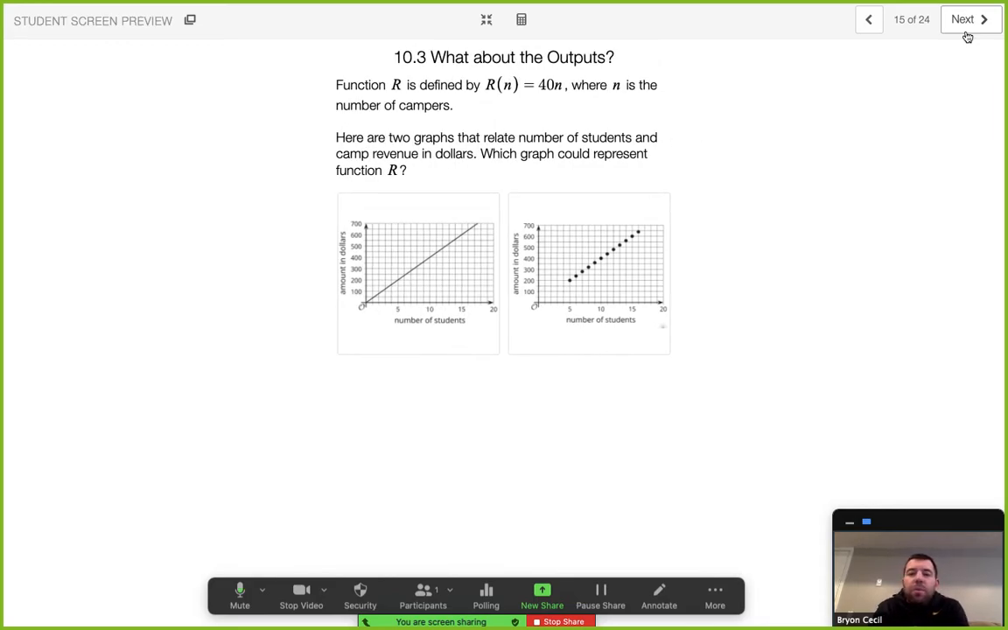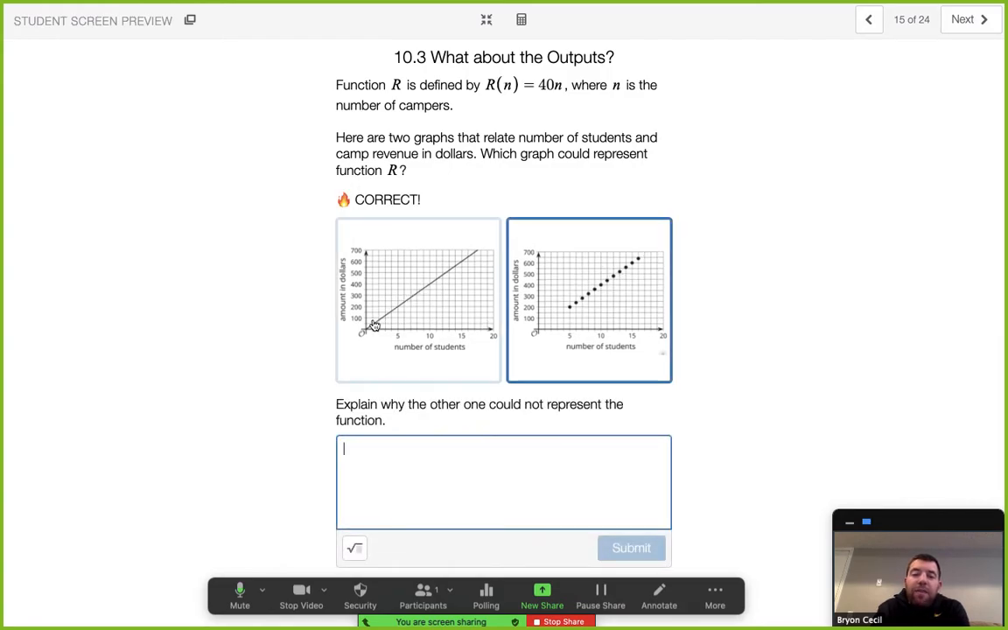So, when we look at these two graphs that we have, which one would represent this function of campers where 40n equals r? Is it my straight continuous line or is it my dot plot? And we both know, hey, it's my dot plot. Because again, if I have a straight line, that's every number on this line, including fractions and those sort of things. Whereas here, guys, I have specific outcomes that I need. All right, and that is why we have it.